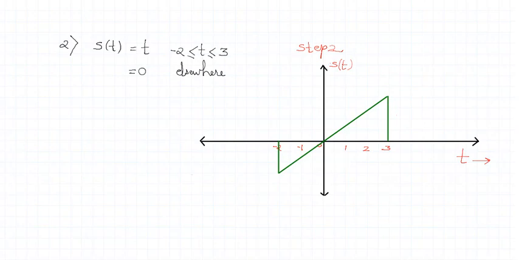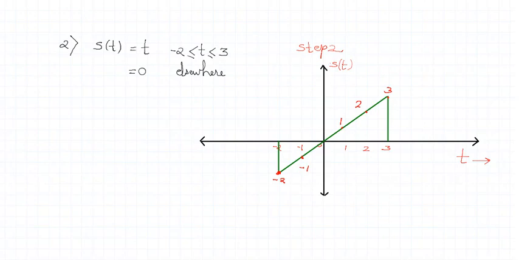So at minus 2, it is minus 2. At minus 1, the magnitude is minus 1. At 0, it is 0. At 1, it takes a magnitude 1. At 2, it takes a magnitude 2. At 3, the magnitude of st is 3. So now you know all these points.